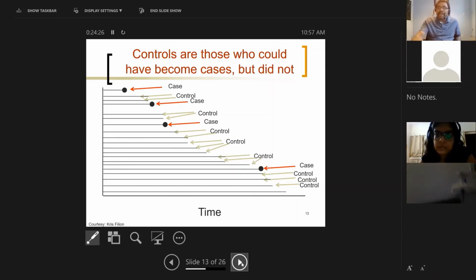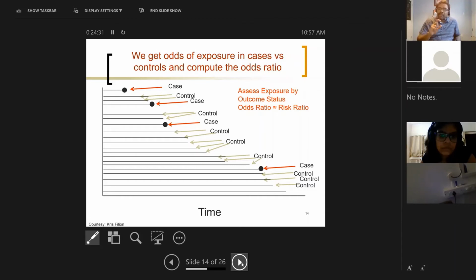And if we could get a fair sample of the controls in the study, then if we could calculate the odds of being exposed if you are a case divided by odds of being exposed if you're a control, then you generate an odds ratio. And that odds ratio will methodologically approximate a risk ratio in a cohort study. Okay, that's the power that a well-done case control study gives you.